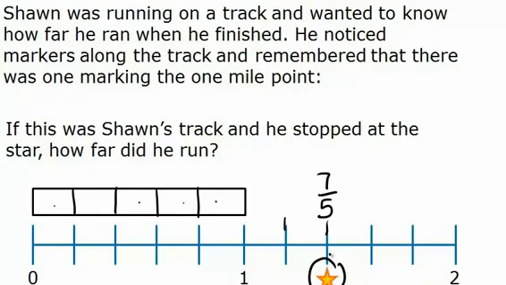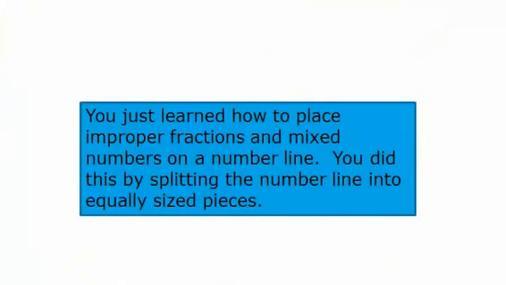I could also say that he ran 1 2/5 of a mile because Sean completed the entire first mile in the space between 0 and 1, and then he ran 2 extra fifths in the second mile, so he ran 1 2/5. Now you know how to place mixed numbers and improper fractions.